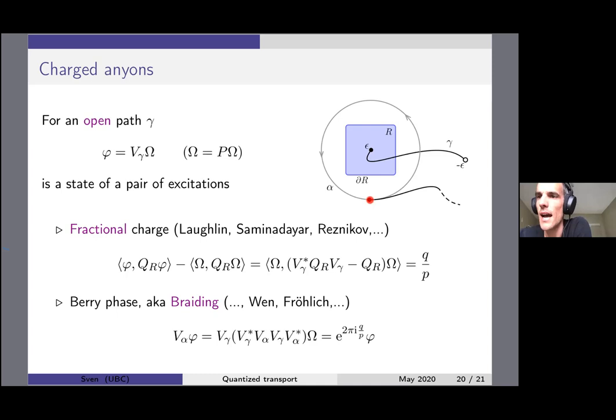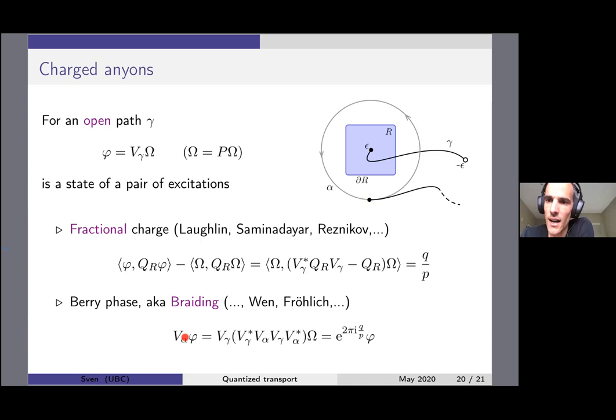So you move this one around, you come back to the same position. You think of doing that, right? So you get again a Berry phase. In this setting this is often called a braiding. And let me try to explain this quickly.